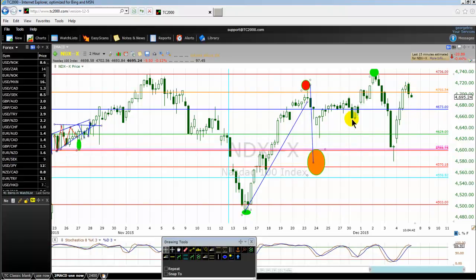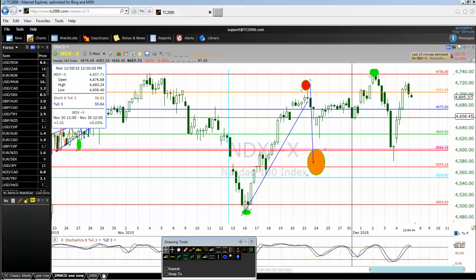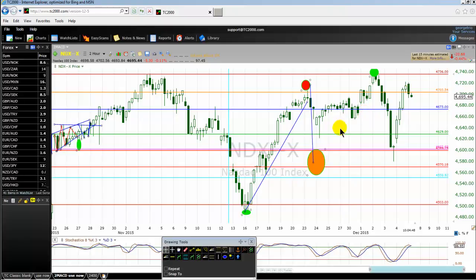There's another support below the first support level. So I will set my target right there. In fact, I'll move this turquoise line. No, I leave it there. So I set my target at 4657, right there. That's my target.